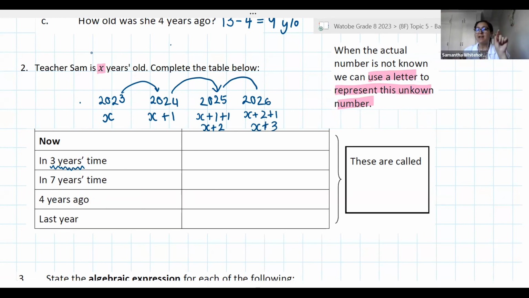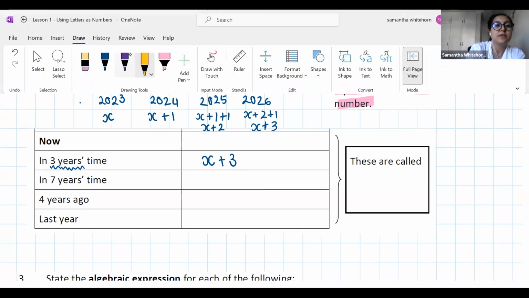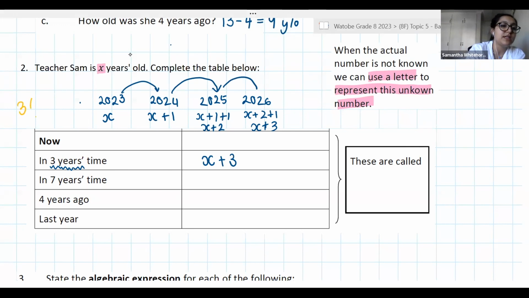So when we're adding on years to the age, or when we're adding on values to our unknown, we want to use that specific operation. So in 3 years' time, I will be X plus 3. Be very careful. X times 3. So those of you who are saying 3 times X or X times 3, it doesn't matter. That would be triple my age.